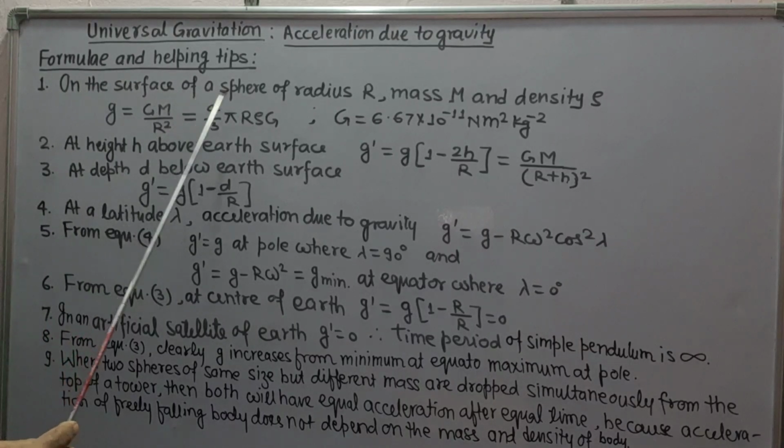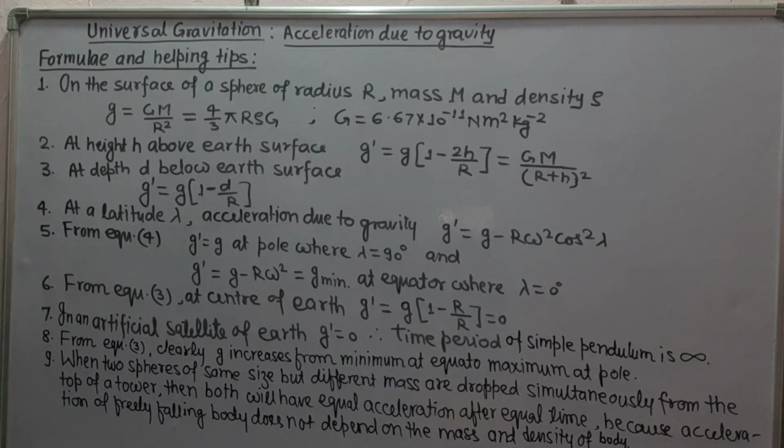First formula: on the surface of a sphere of radius r, mass m and density rho, acceleration due to gravity, denoted by small g, is given by g = GM/r². When we replace mass by volume times density, 4/3 π r³ ρ, it becomes g = 4/3 π ρ G r, where G is the gravitational constant having value 6.67 × 10⁻¹¹ N m²/kg².